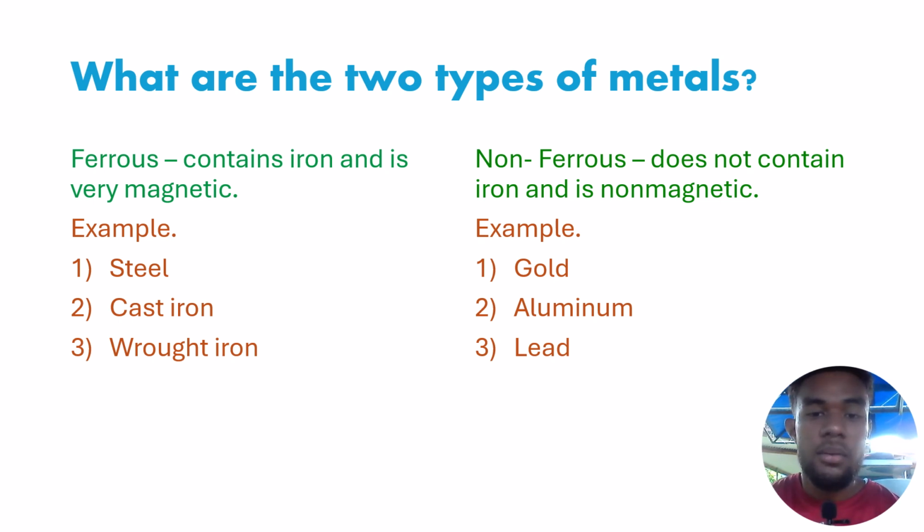Examples of non-ferrous metals are gold, aluminium, and lead. We all know what material gold is from, and we know an example of an aluminium material, which is foil, and the last example, of a lead material, is a pencil.